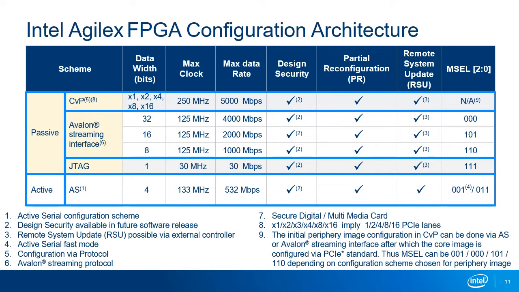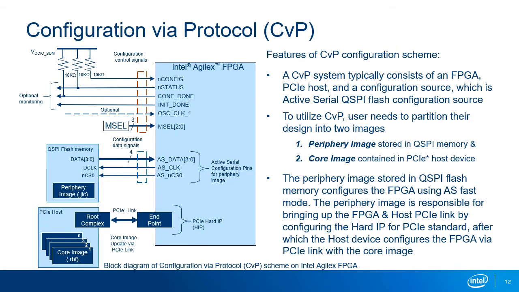Active serial configuration scheme supports selected third-party QSPI flash memories as well as Intel's EPCQ configuration memory solution. Here we can see a typical configuration via protocol scheme, also known as CVP. A CVP system typically consists of an FPGA, a PCIe host, and a configuration device.